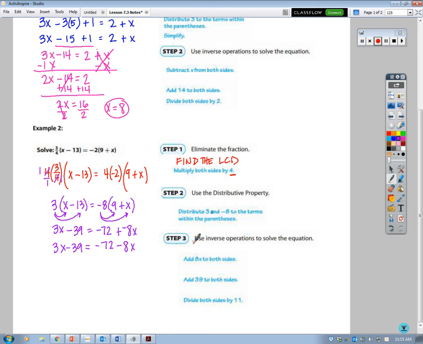Okay, and so then what I'm going to do is I'm going to use my inverse operations to solve the equation. And so I'm going to start out by adding 8x to both sides. So plus 8x, and I'm adding because it is a negative. I need to cancel it out. So plus 8x. So it is gone on this side, and then I have 3x plus 8x, which is 11x, minus 39 equals negative 72.